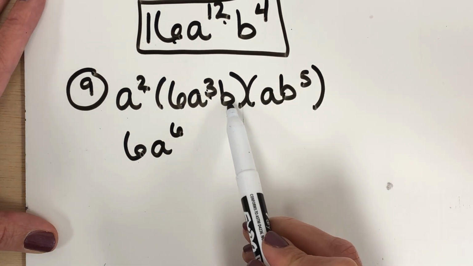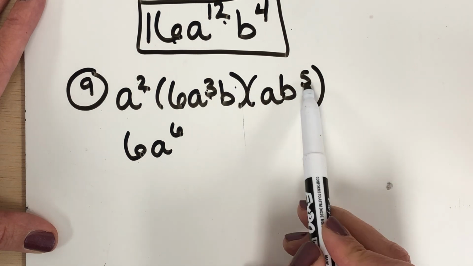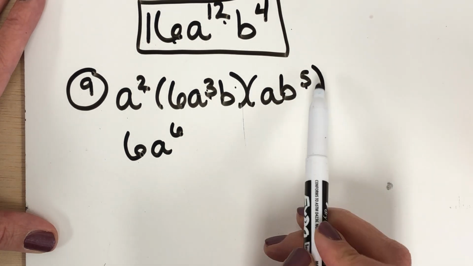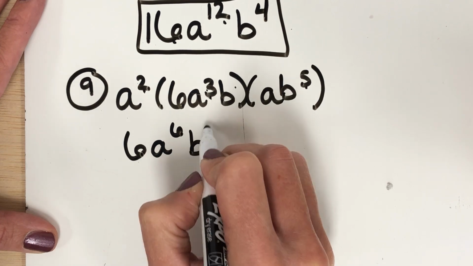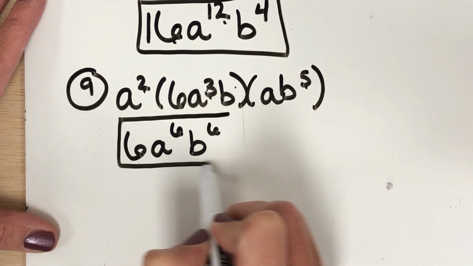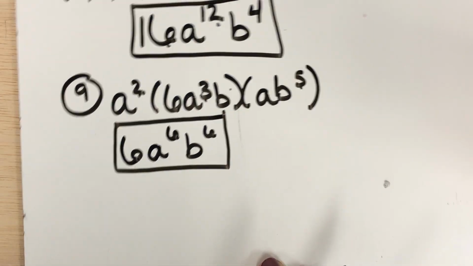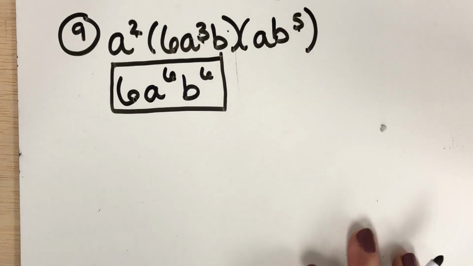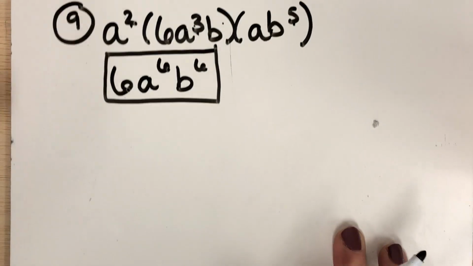Now I'm going to take care of my b's. I have 1 here and 5 here. I'm going to add them. 1 plus 5 is 6. So 6a to the 6th, b to the 6th. Lots of 6's. All right, going to go on to number 10.